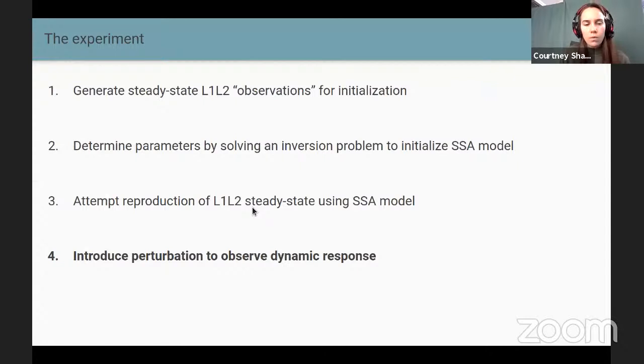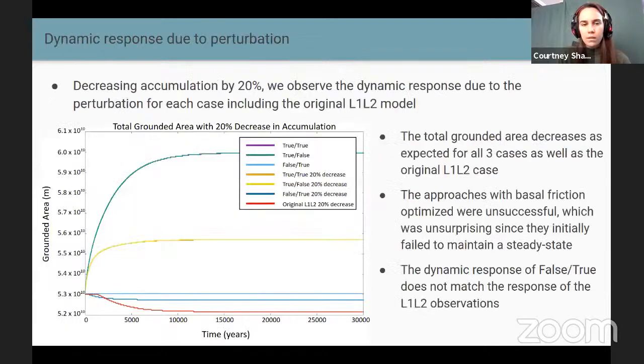Okay, so lastly, we're going to introduce a perturbation to see the dynamic response of these models. So what we did was we decreased the accumulation by 20% for all three of the cases, including the original L1, L2 model. There are two things to point out here. First of all, the cases where the basal friction coefficient was optimized were again unsuccessful.